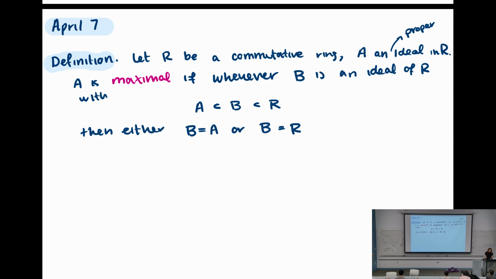Today we're going to continue talking about maximal ideals, and then towards the end of lecture we'll start talking about ring homomorphisms. Just as a reminder, last time we were talking about prime ideals, and we had a result that R mod A was an integral domain if and only if A was a prime ideal. And today we're going to see an analogous statement, but for maximal ideals.